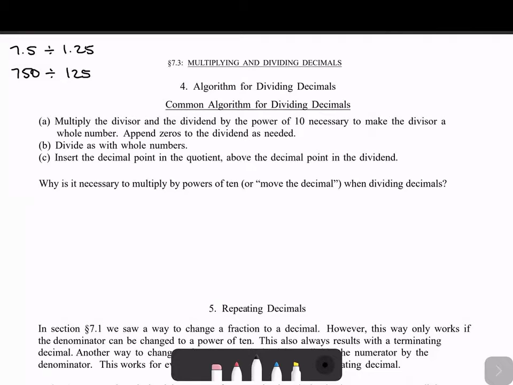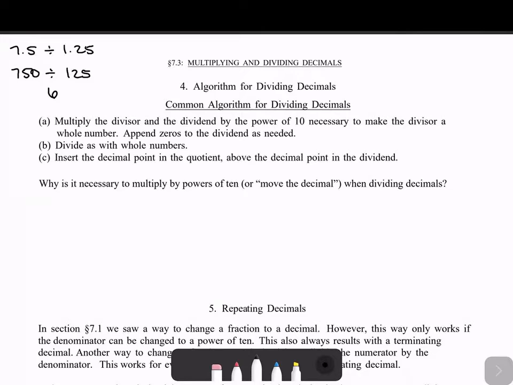times 2 is 750. Oh, sorry, that is incorrect. 125 times 2 is 250, which times 3 is 750. Sorry, that was hard for me to say. 125 times 2 is 250, times 3 is 750. So this is just 6. I don't expect you to be able to do that in your head, but for this purpose, it was easier for me to just do it in my head.